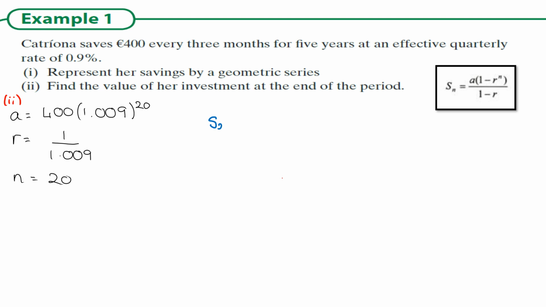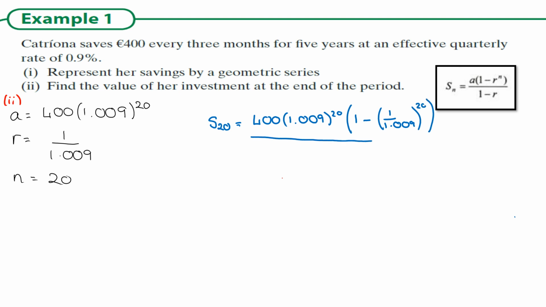So we're doing S20, and that equals a, which is 400 times 1.009 to the power of 20, times 1 minus r, which is a fraction, so I'm going to put that in a bracket, 1 over 1.009 to the power of n, which is 20, all over 1 minus r, which is 1 over 1.009. Now, that is not particularly nice looking. However, because everything here is a number, we can put this into the calculator. Just pause the video very quickly and try it yourself to put it into the calculator to make sure you're able to do it.